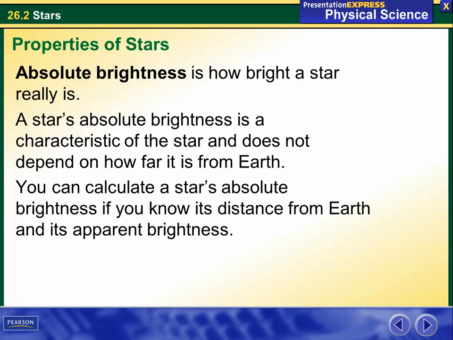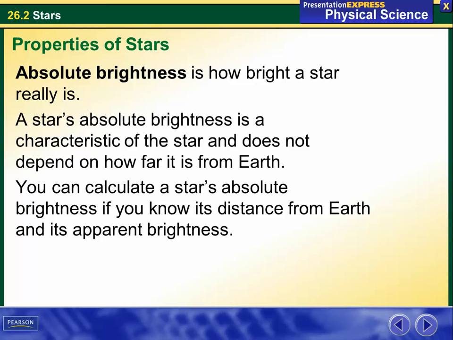So kind of the more accurate measure of how bright a star really is, or how bright a star actually is, is called its absolute brightness. Its absolute brightness is a characteristic of the star that does not depend on how far it is from Earth. Again, it is what it is. It's absolute. It's how bright it actually is.